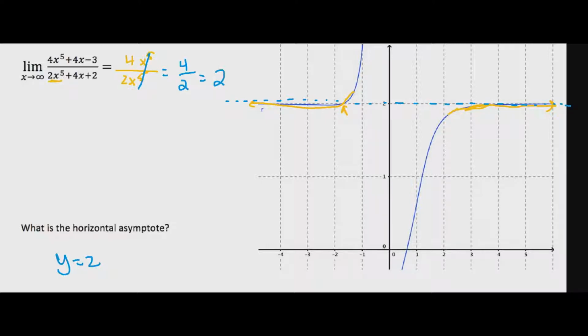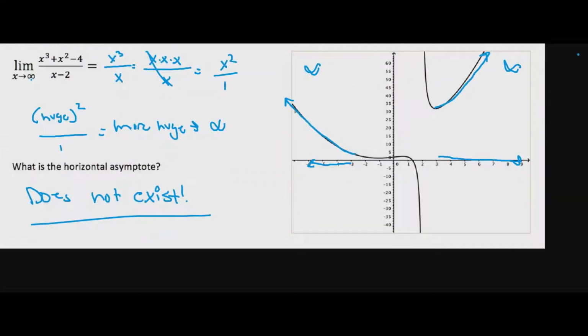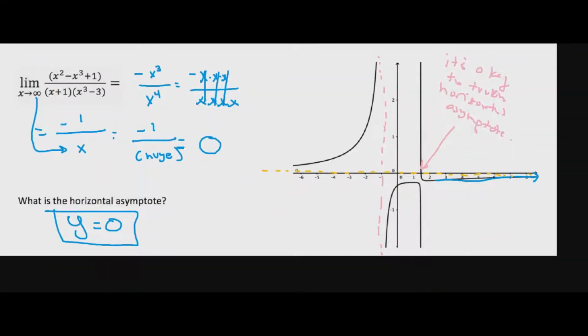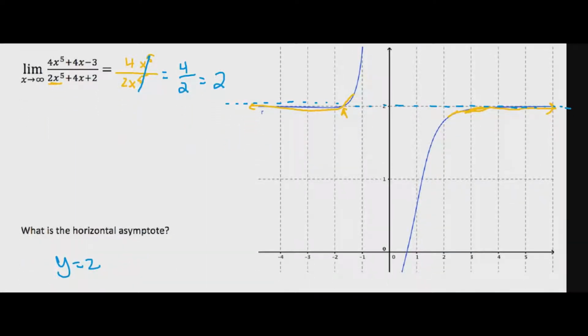Okay, so those are the 3 scenarios. If the numerator is larger than the denominator, it goes to infinity because it gets bigger. If the denominator is larger than the numerator, our horizontal asymptote is always 0. And if it's the same, we cancel them out. Whatever the coefficients are, that's what your horizontal asymptote is.